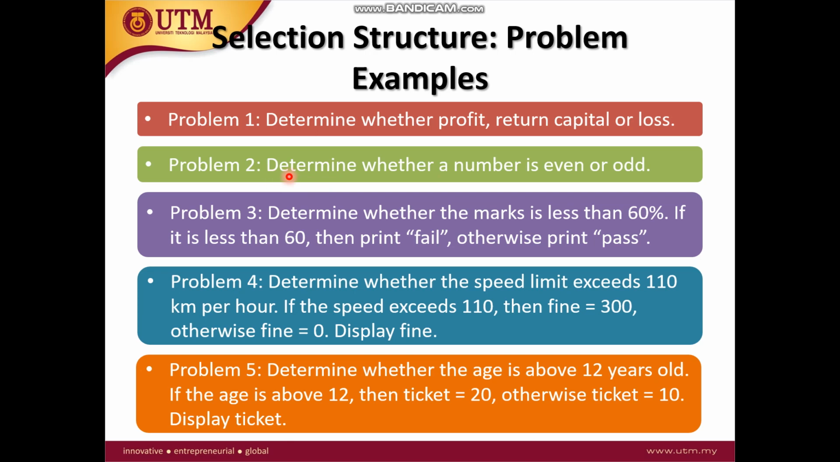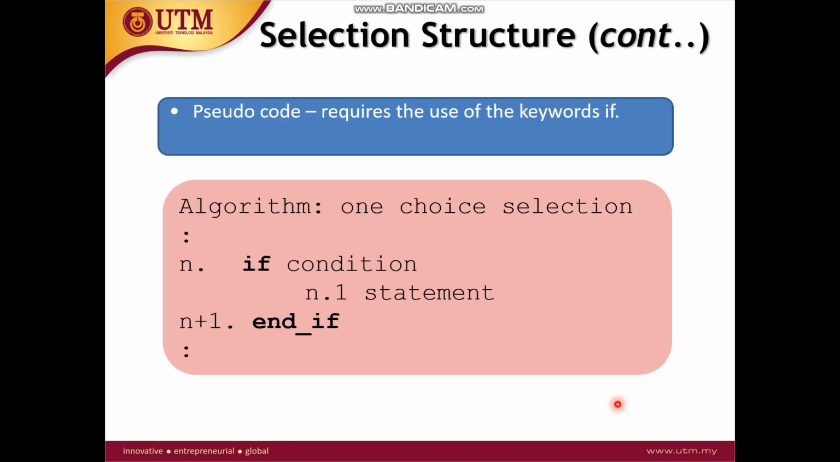Some problem examples of the selection structure: determine whether profit is capital or loss; determine whether a number is even or odd; whether a mark is less than 60, if less than 60 then fail, otherwise pass. For example, if the speed limit exceeds 110 or not, if it exceeds, then fine $300 or any other amount, otherwise fine 0. Determine whether age is above 12 years old. If the age is above 12, then the ticket is 220, otherwise the ticket is 10. Then display the ticket value.